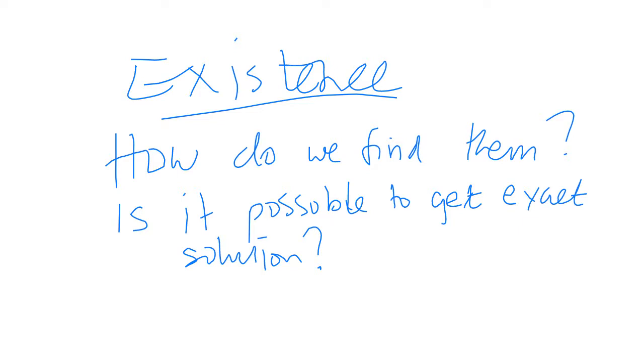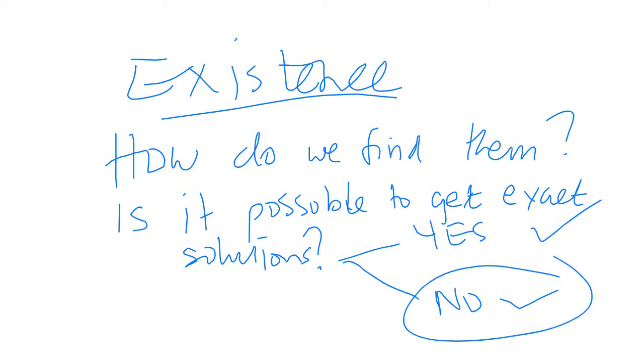Is it possible to get exact solutions? Here you can have a yes or a no. If it's a yes, then celebrate, you are done. If it's a no, how do we visualize these solutions? We know that they exist, but we can't find them in the exact solutions.